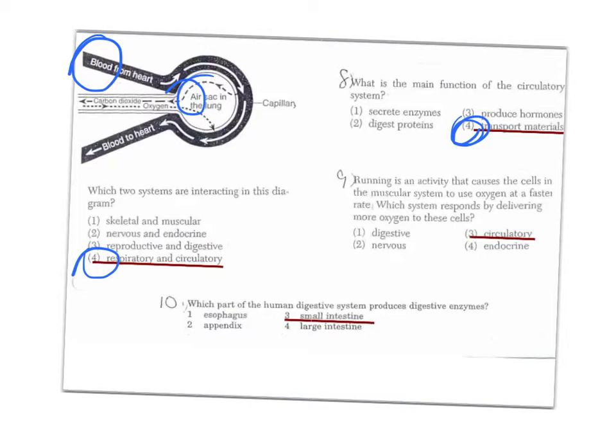9, running is an activity that causes the cells in the muscular system to use oxygen at a faster rate. Which system responds by delivering more oxygen? Look, that's transporting. It's circulatory. Which part of the human digestive system produces digestive enzymes? Small intestine. The small intestine is where all the enzymes are produced, like sucrase, lactase, maltase, all the stuff in the small intestines. The large intestine doesn't have any enzymes producing anything.